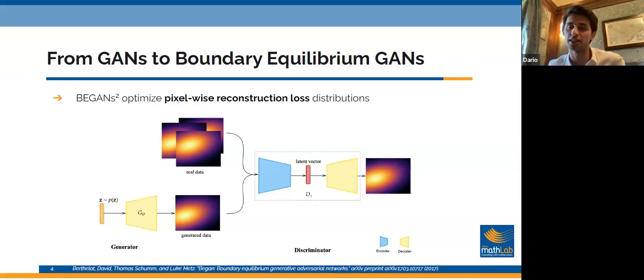A GAN whose discriminator doesn't just output a yes or no, but outputs an actual solution. And it turns out that there is a GAN that can do this. It's called boundary equilibrium GAN, developed by David Berthelot. Differently from an actual GAN that optimizes on the distribution of the data, this type of GAN optimizes on pixel-wise reconstruction loss distributions. What does this mean? This means that instead of outputting a 0 and a 1, the discriminator is modeled as an autoencoder. So it autoencodes perfectly, outputting a perfect image like the input one when the data is real, and outputting an image that is not so good when the data is generated.